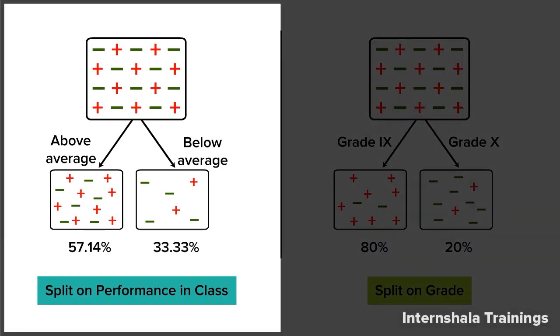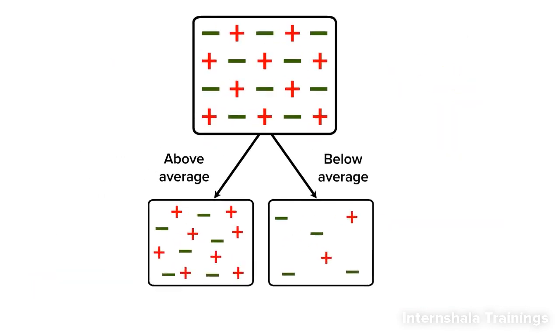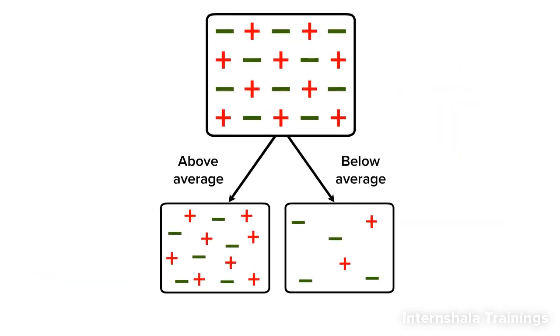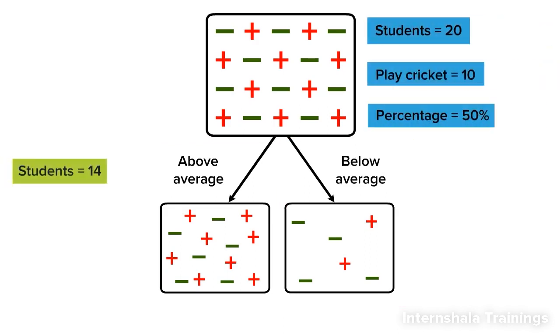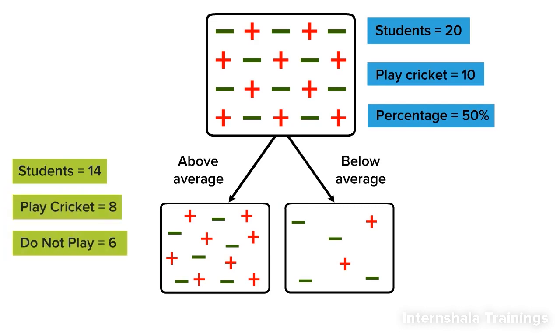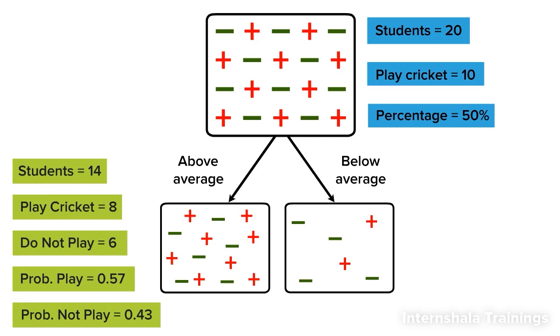First, let's calculate the Gini impurity for the split on performance in class. For this split, we have two categories: one is above average and another is below average. If you look at above average, it has 14 students, out of which 8 play cricket and 6 do not play cricket. The probability of playing cricket would be 8 divided by 14, which is around 0.57. Similarly, for not playing cricket, the probability will be 6 divided by 14, which will be around 0.43.